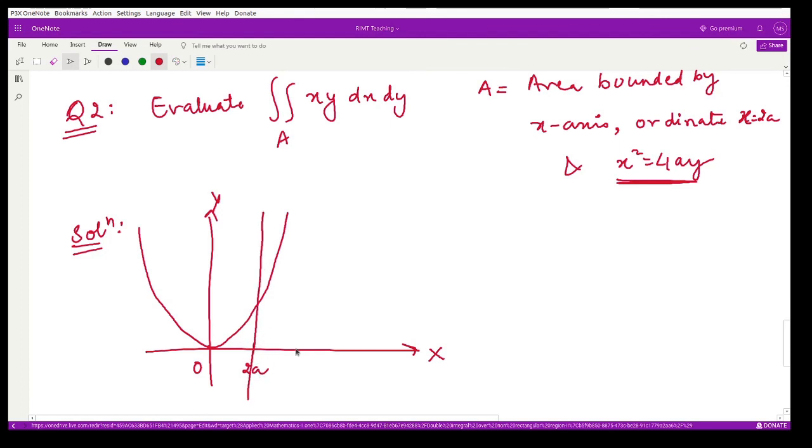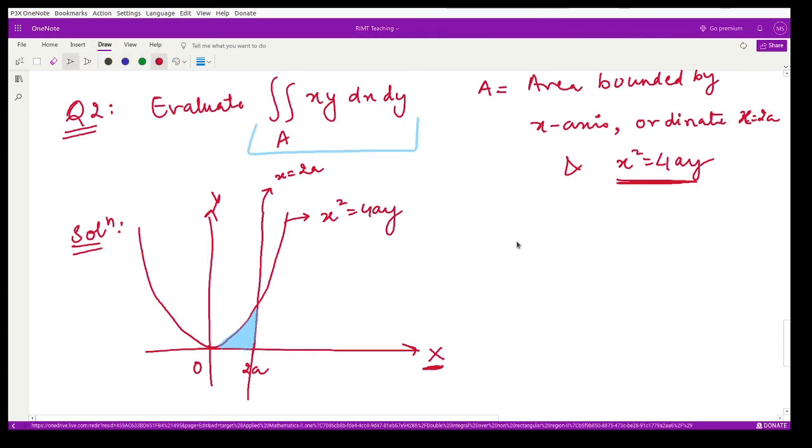Now what is the area which is bounded between these three: the x-axis, this curve x square is equal to 4ay, and this line x is equal to 2a? Your given area would be this particular area, right? It is very important to determine what your given area, the bounded area, is. Okay, so now we have identified our given area, and we just have to compute this integration.